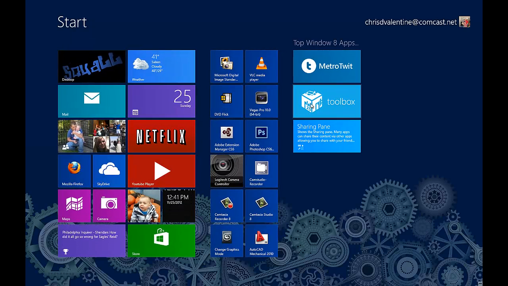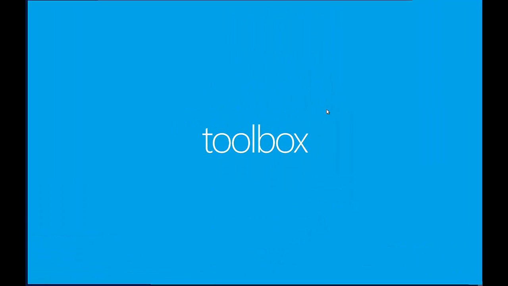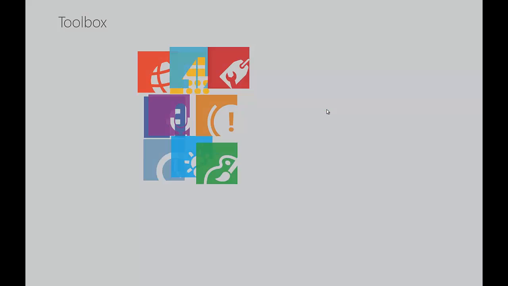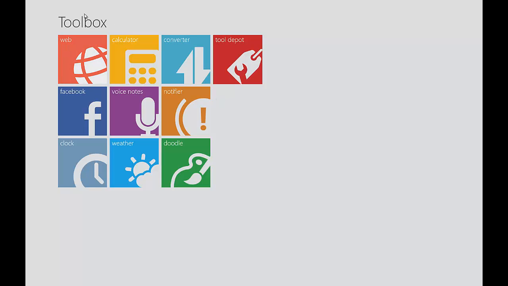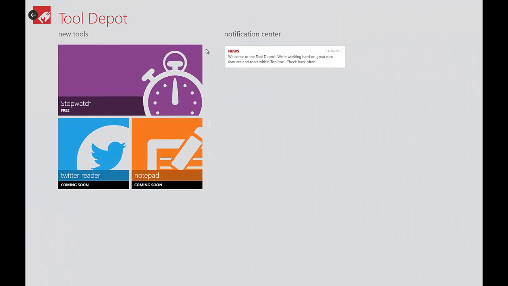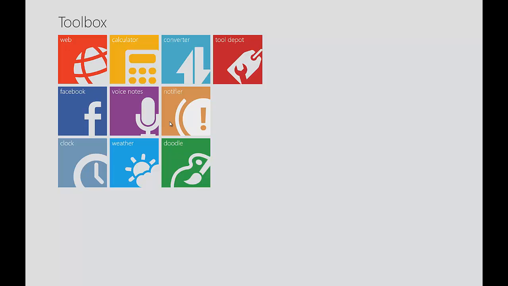Once in the Metro screen, you'll see we have Toolbox and Sharing Pane. Let's jump into the Toolbox. Toolbox is a pretty new, pretty cool app. It has top apps such as your web, calculator, converter, and Tool Depot, where you can go find new tools. But what is this app?